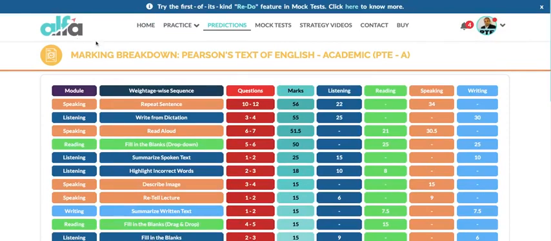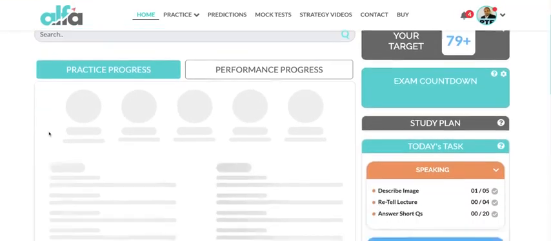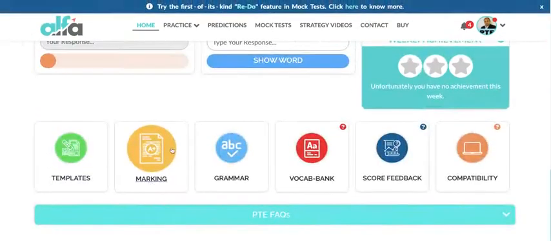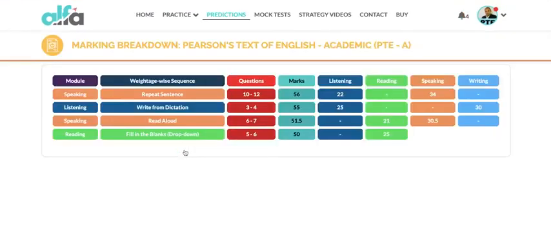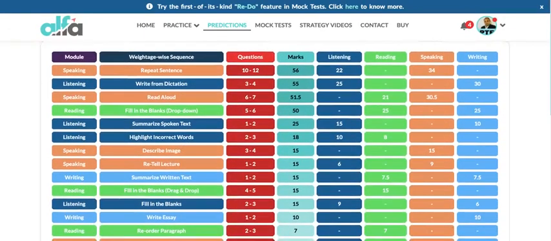Your Alpha PTE ko website ma tapaharu janu bhayo भने if you go to the home page and scroll down, तपाईहरुले एउटा यहाँ marking भन्ने template भेट्नुहुन्छ, next to templates. So if you click on this, you're going to see a colorful picture in front of you. So there we go. Repeat sentence is at the top because it is the most valuable question. So it gives you about 56 points in total. 22 points for your listening roughly and 34 points for your speaking. 34 out of 90. So this is massive.